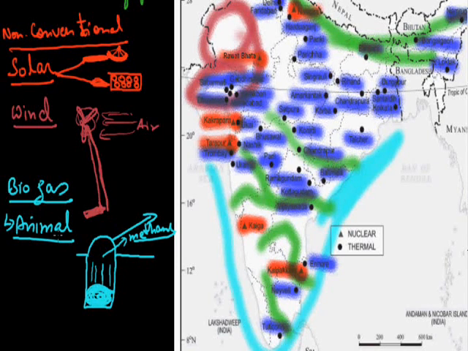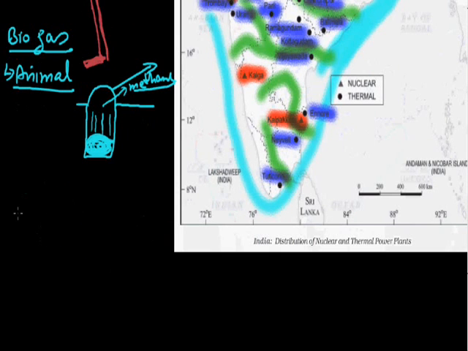So this is how in this chapter we see how to produce energy from conventional sources of energy and non-conventional sources of energy. And with this part we complete our chapter, minerals and power resources.